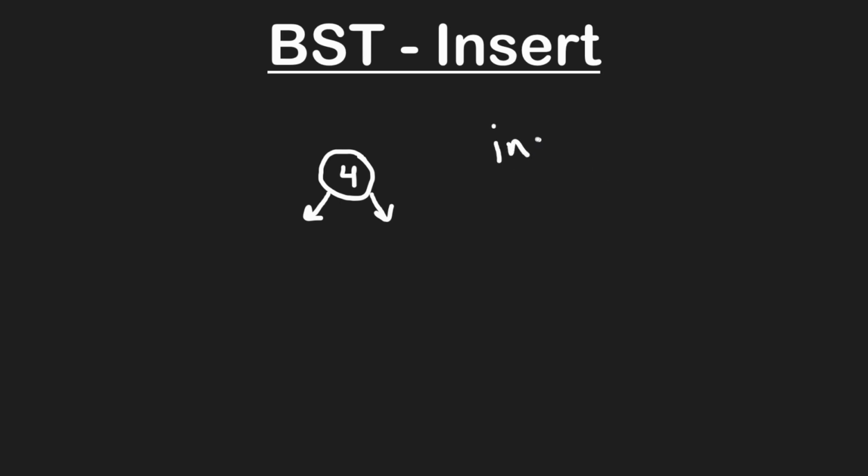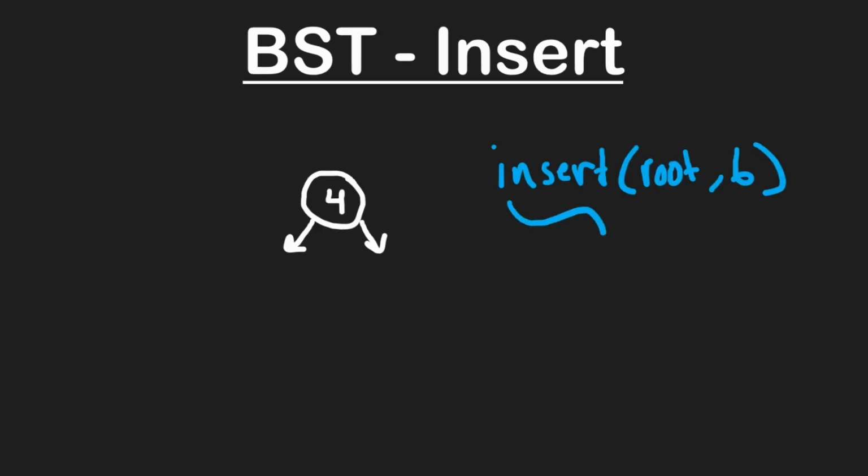Let's assume we call insert on our tree over here, and assuming this is the root, let's say we call insert on the root node of this tree with the value 6. That means we're going to insert a new node into this tree with the value 6. So we start at the root. Really, we just need to find which position we're going to insert the node at.